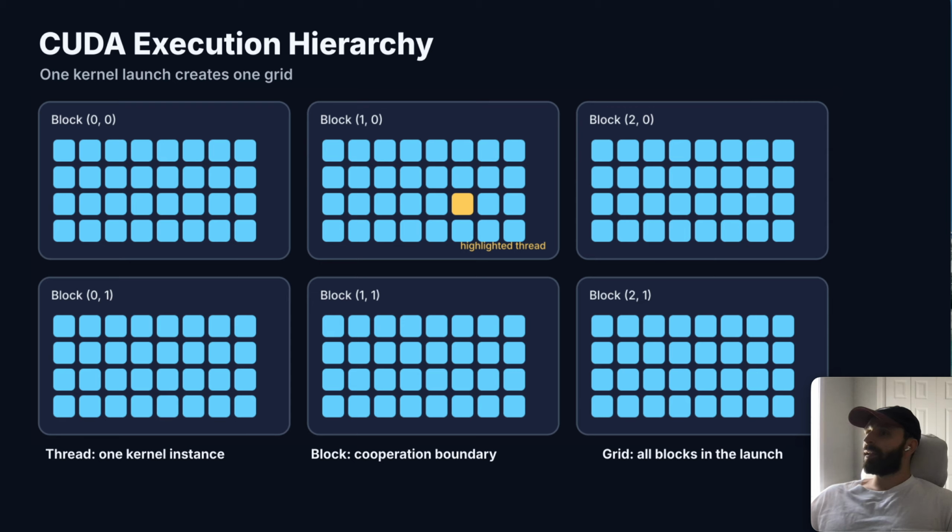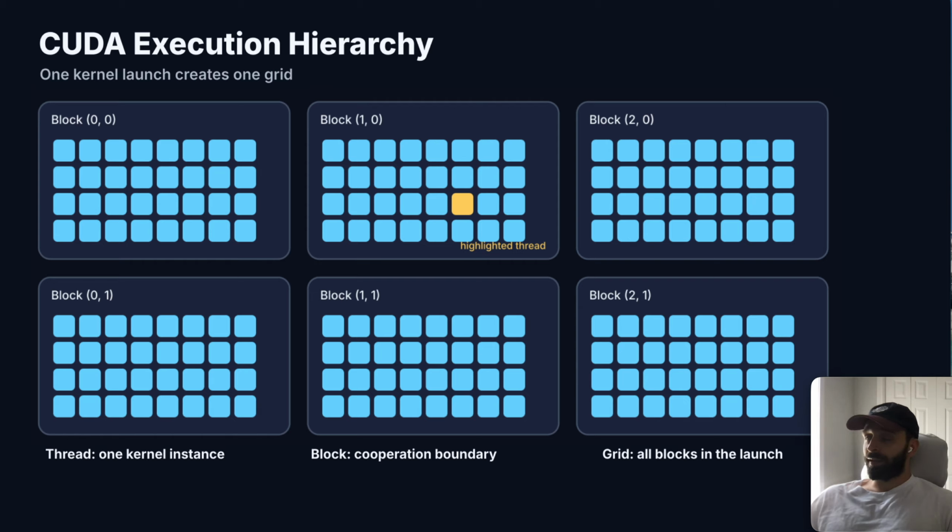The block is an important cooperation boundary. Threads in the same block can share data through shared memory, and they can wait for one another at a block barrier. Different blocks are normally independent. CUDA doesn't promise which block runs first.